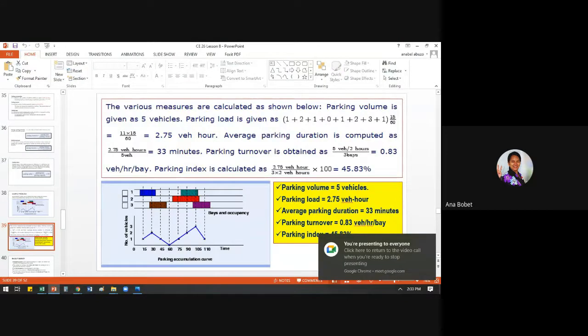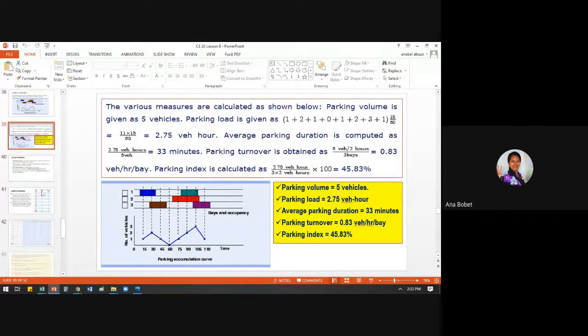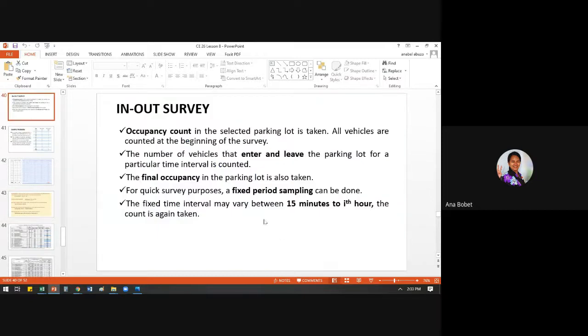Okay, so that one, no? So, manotice ninyo, then you can compute everything dayon and summarize your result in terms of the parameters or variables to be considered for parking. Then let's take another example which is related na dahil sa inyong exercise. So this is in and out survey.